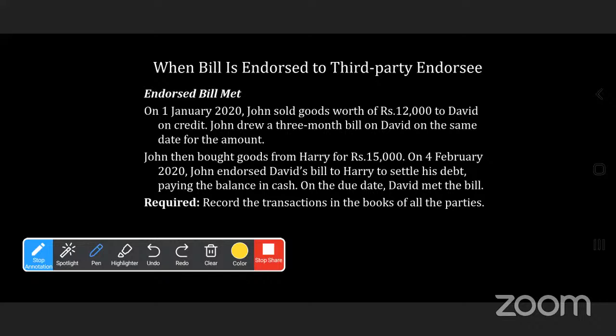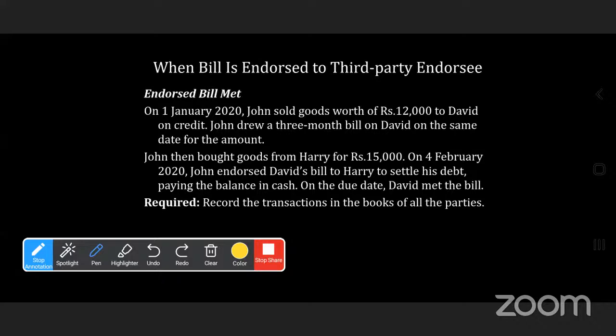Sometimes the drawer may have some obligation to pay an amount of cash to another person. Please mute yourself.